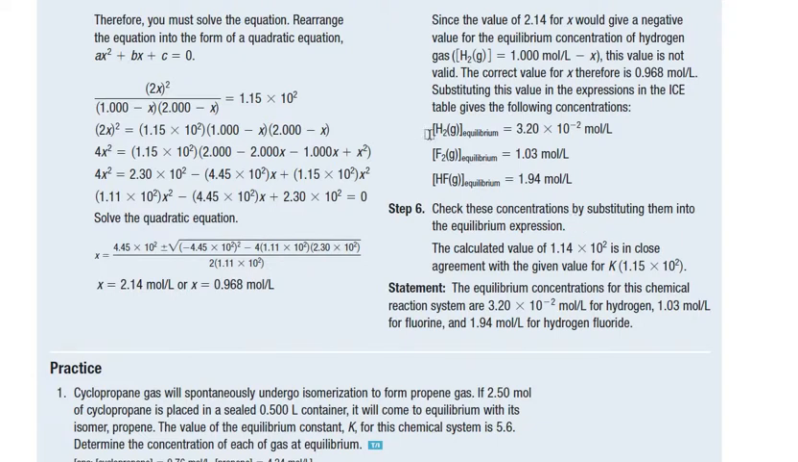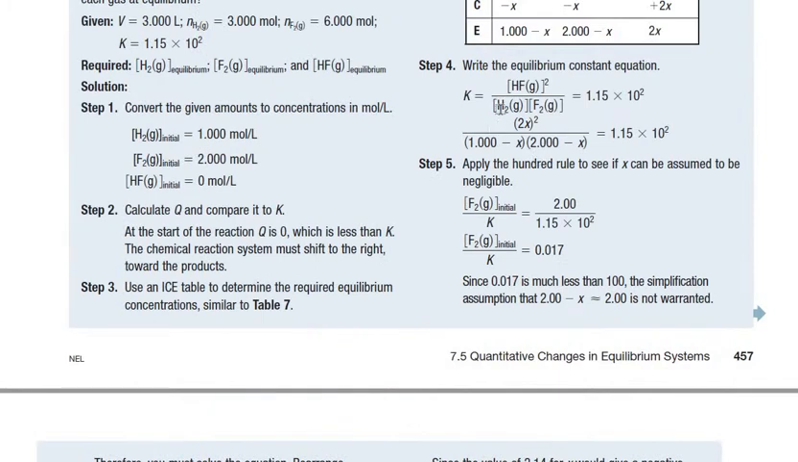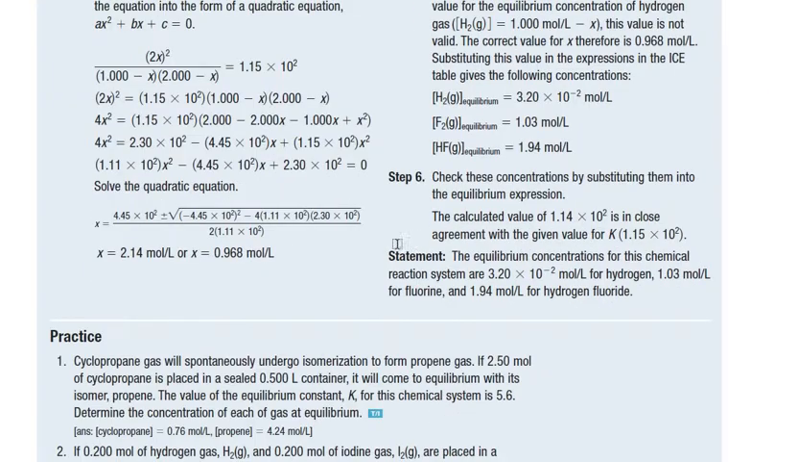If we want, we can check the values. We can just substitute them back in the equilibrium constant formula to find out if the value of the equilibrium constant is the same. When you calculate it, it's going to be 1.14 times 10 to the power of 2, which is very close to 1.15 times 10 to the power of 2. So the equilibrium concentrations for this chemical reaction system are 3.2 times 10 to the power of negative 2 for hydrogen, 1.03 moles per liter for fluorine, and 1.94 moles per liter for hydrogen fluoride.